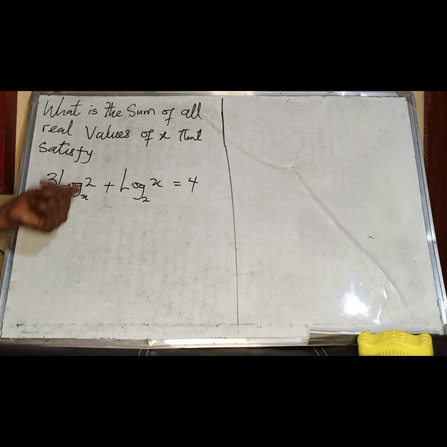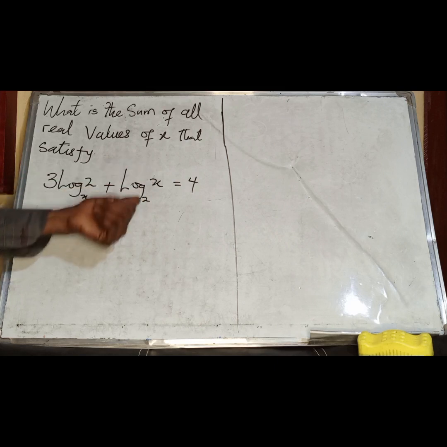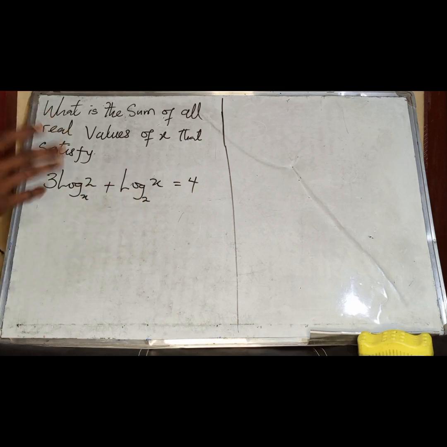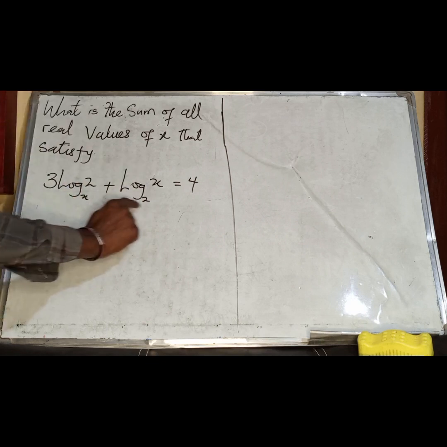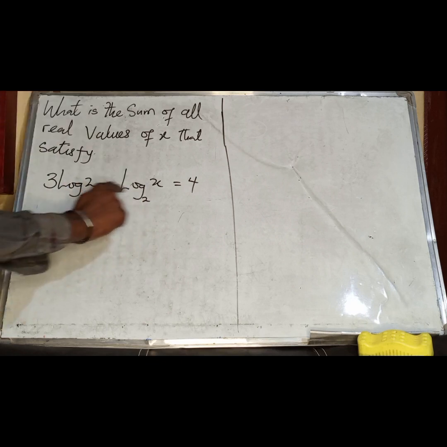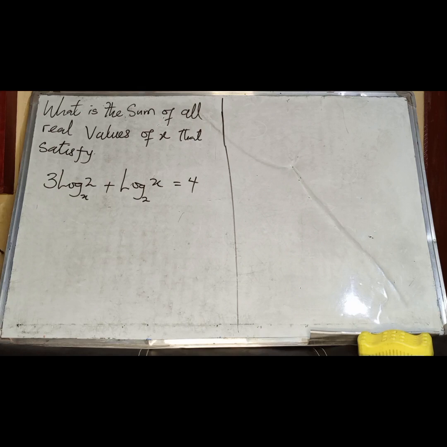This is 3 log 2 to the base of x, and this is log x to the base of 2. If you observe critically here, you will discover that they have different bases. Here is x and here is 2 as well. We can't just solve it like this until we make their bases the same. So we're going to be applying one of the rules of logarithm, stated in my earlier video, called change of base.